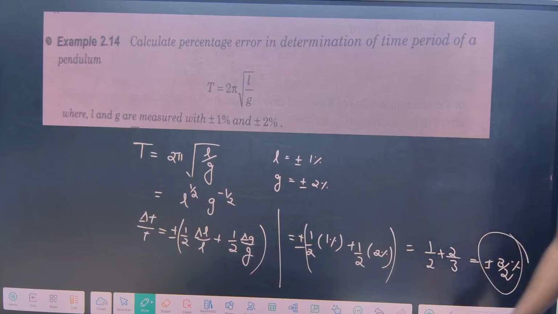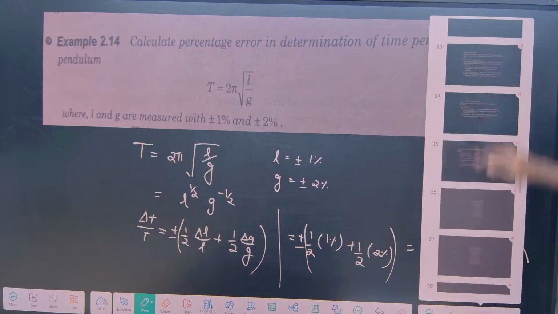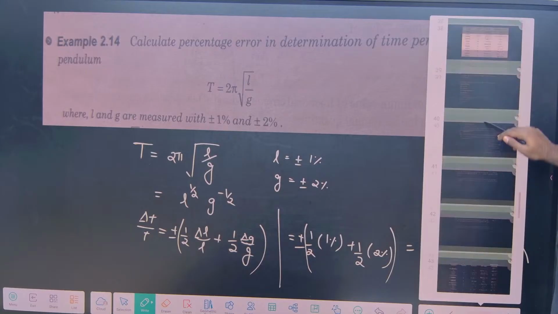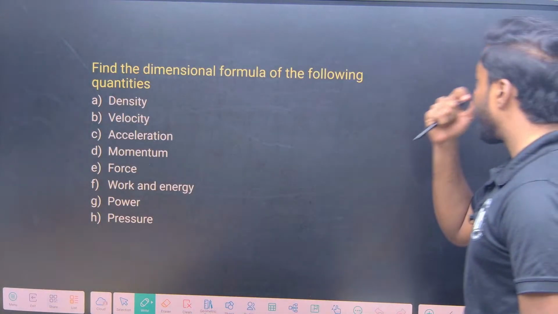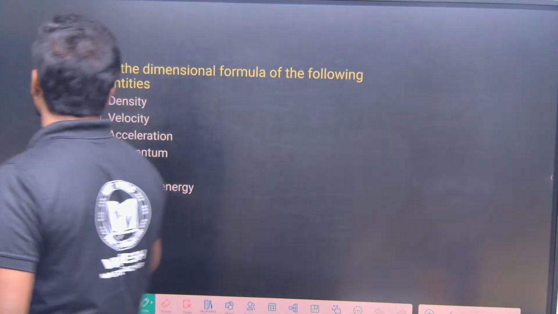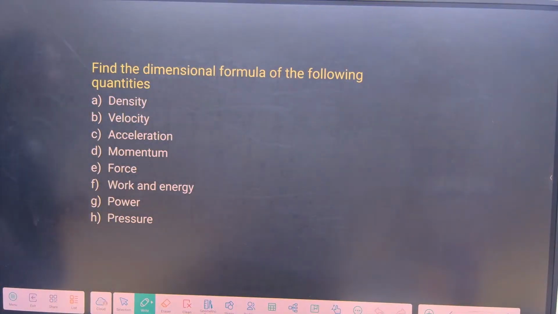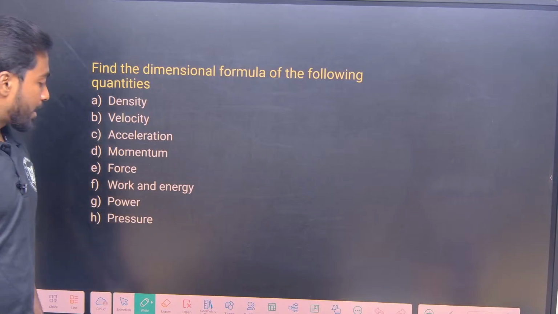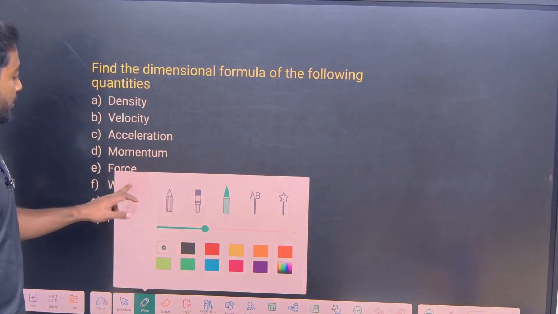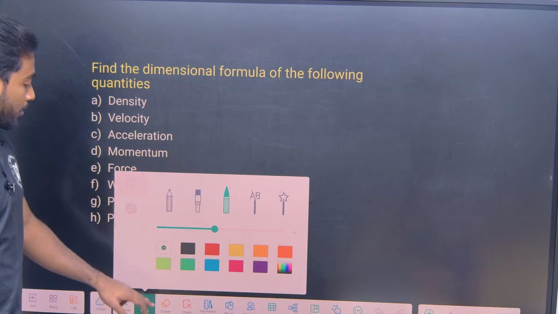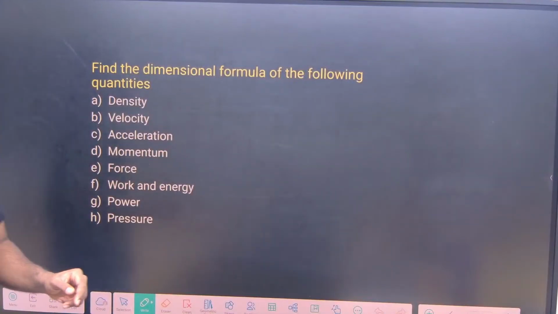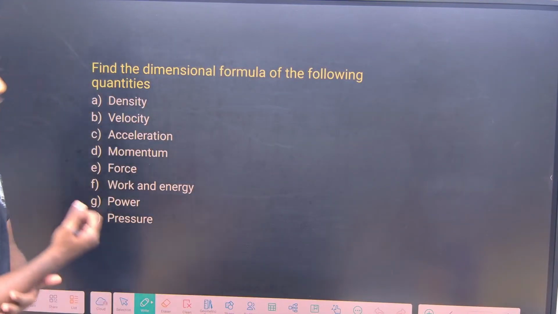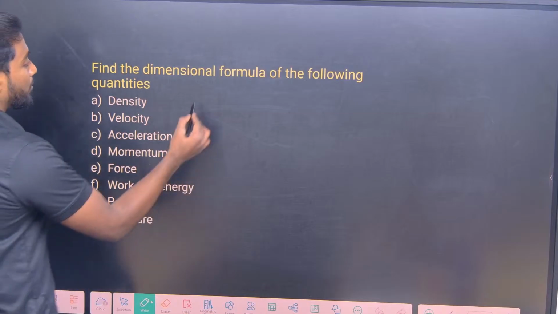Next, we were discussing the dimensional formulas of the following quantities. I asked you to find these dimensional formulas in the last class, I gave this as homework. So let us solve this question, and you can cross verify whatever answer you got with the answer we get. Yes, let us find the first one.